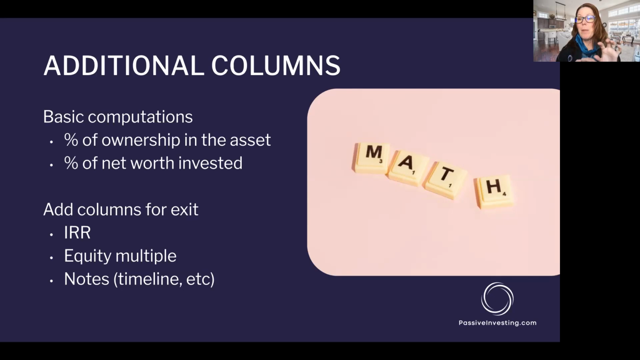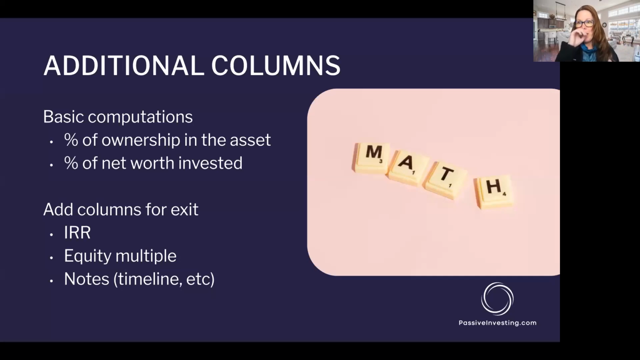Now, that's really important to keep track of that metric, because that will help you make decisions should something ever happen to that asset. Heaven forbid they did a capital call. If your ownership percentage is, say, 5% of the asset, you might want to meet that capital call in order to maintain your 5% ownership.